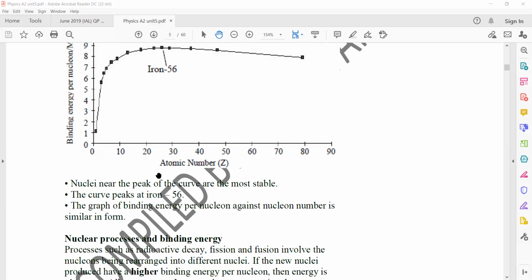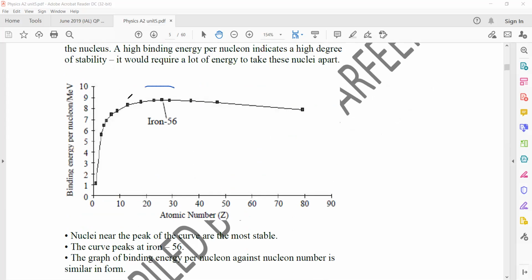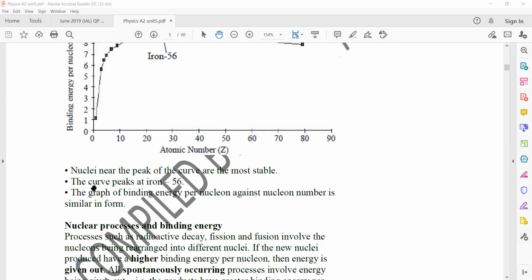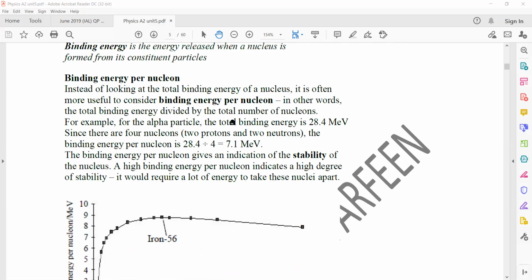So nuclei, what is the characteristic of this one? Nuclei near the peaks of the curve are the most stable, like the ones you will find here. They are the more stable nuclei as compared to others. The curve peaks at iron, which is 56, so it shows that iron has the highest value. The graph for binding energy per nucleon against the nucleon number is also in a similar form, in the same identical way it shows.